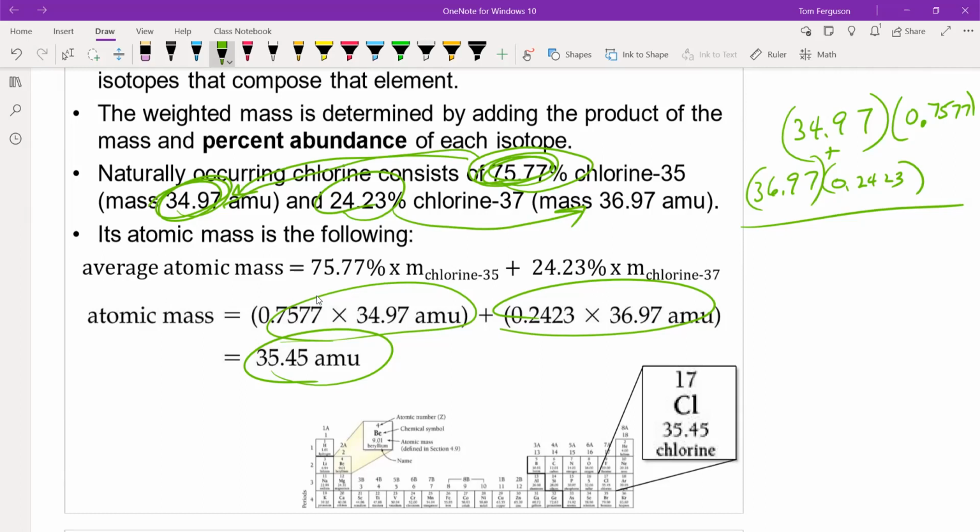Okay, so it's the percent abundance converted to decimal times the isotope mass, plus percent abundance times the isotope mass. Add those together. That'll give you your decimal number. Very accurate. And it's just the average of all the natural isotopes.